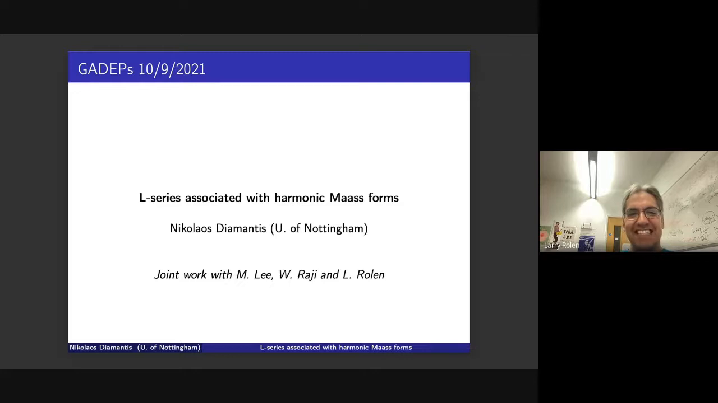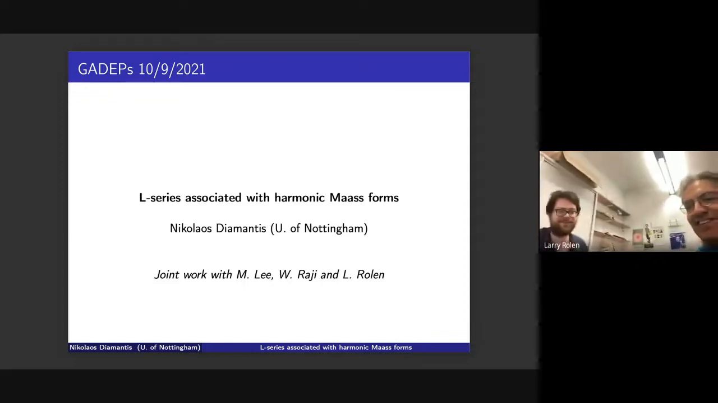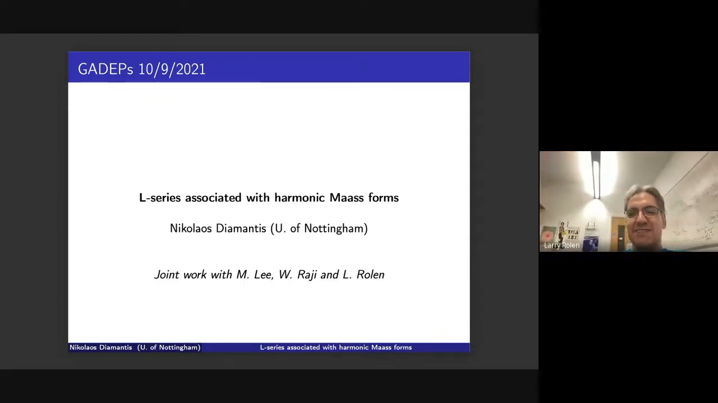As you see, it is joint work with Min Lee from Bristol, with Raji from American University of Beirut, and Larry Rolen from Vanderbilt. What I'll start by doing quite quickly, since we have lost a bit of time, is to give some basic notation, and then I will present the context of the work and the motivations.